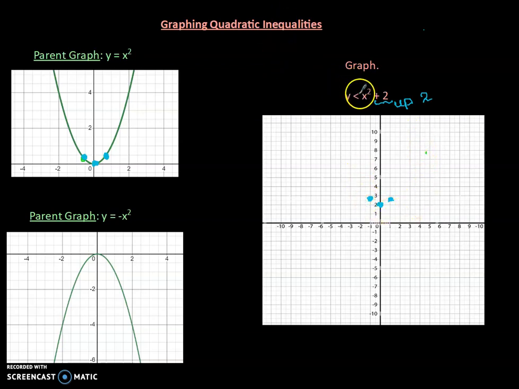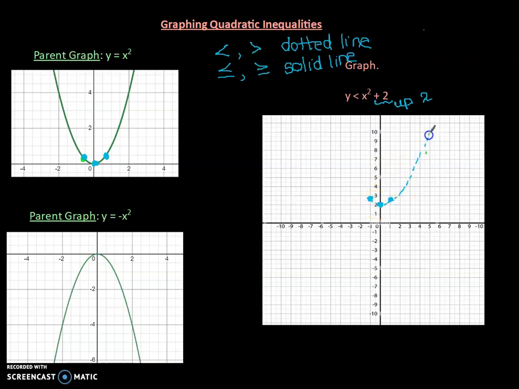However, make sure that you check the inequality. If it has a less than or greater than symbol, you're going to graph using a dotted line. And if it has a less than or equal to or greater than or equal to symbol, then that's when you graph using a solid line. So in this case, I'll graph this parabola using a dotted line, which is one of the differences between graphing an equation and an inequality.